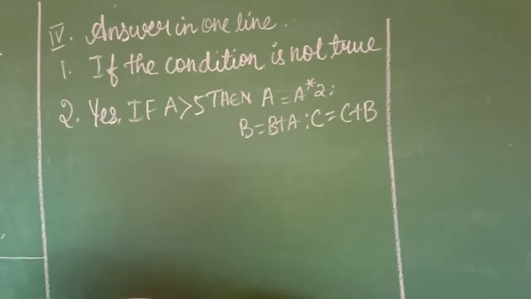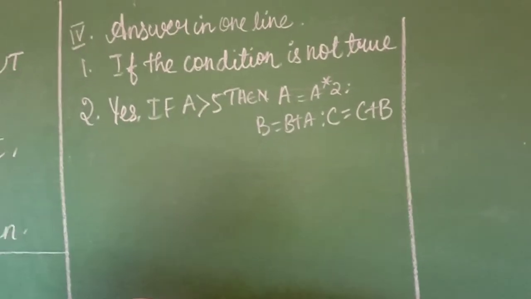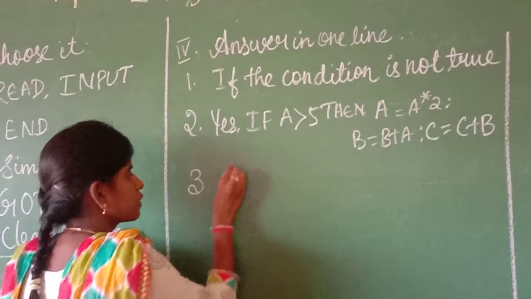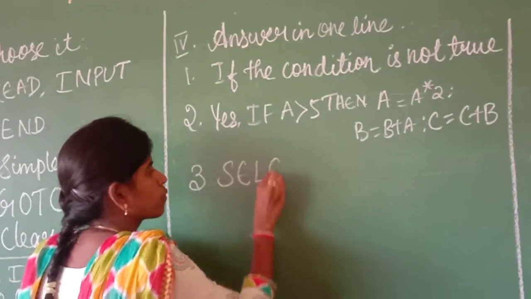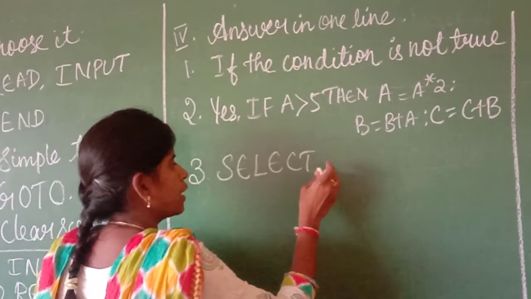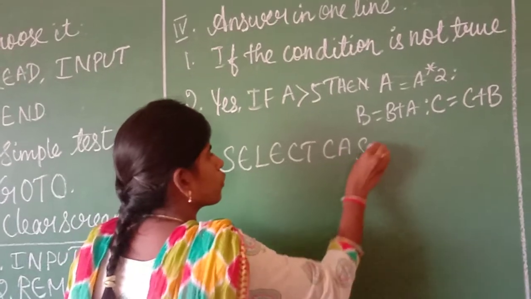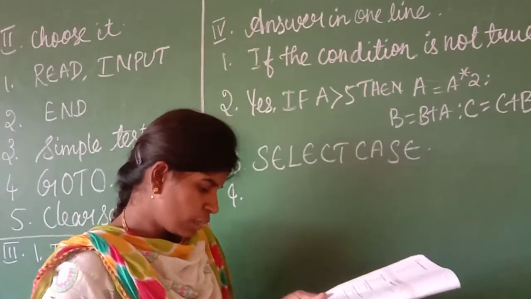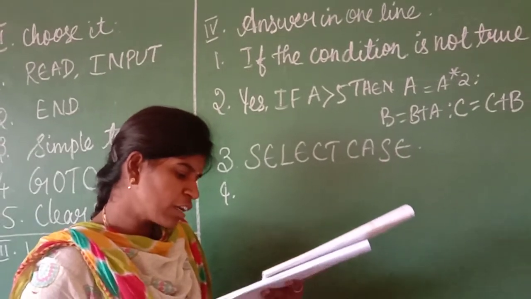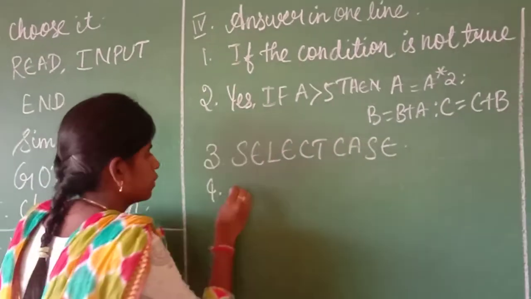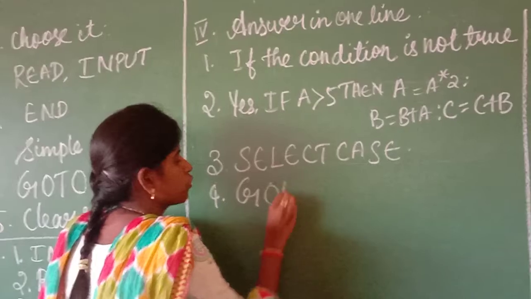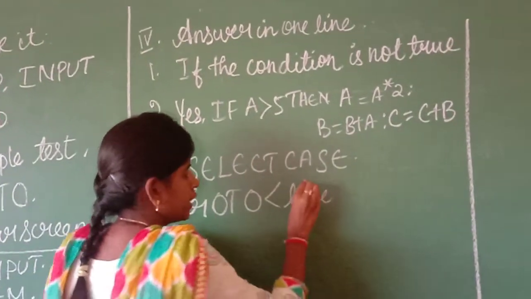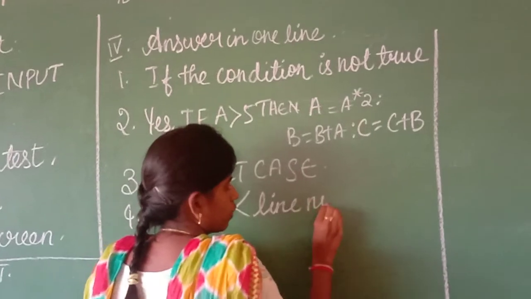Which control statement allows an action to be selected from a list of cases? By using a select case. Okay. Fourth one, write the general form of unconditional control statement. That is go to. Unconditional means go to, and here we can write a line number. Okay.